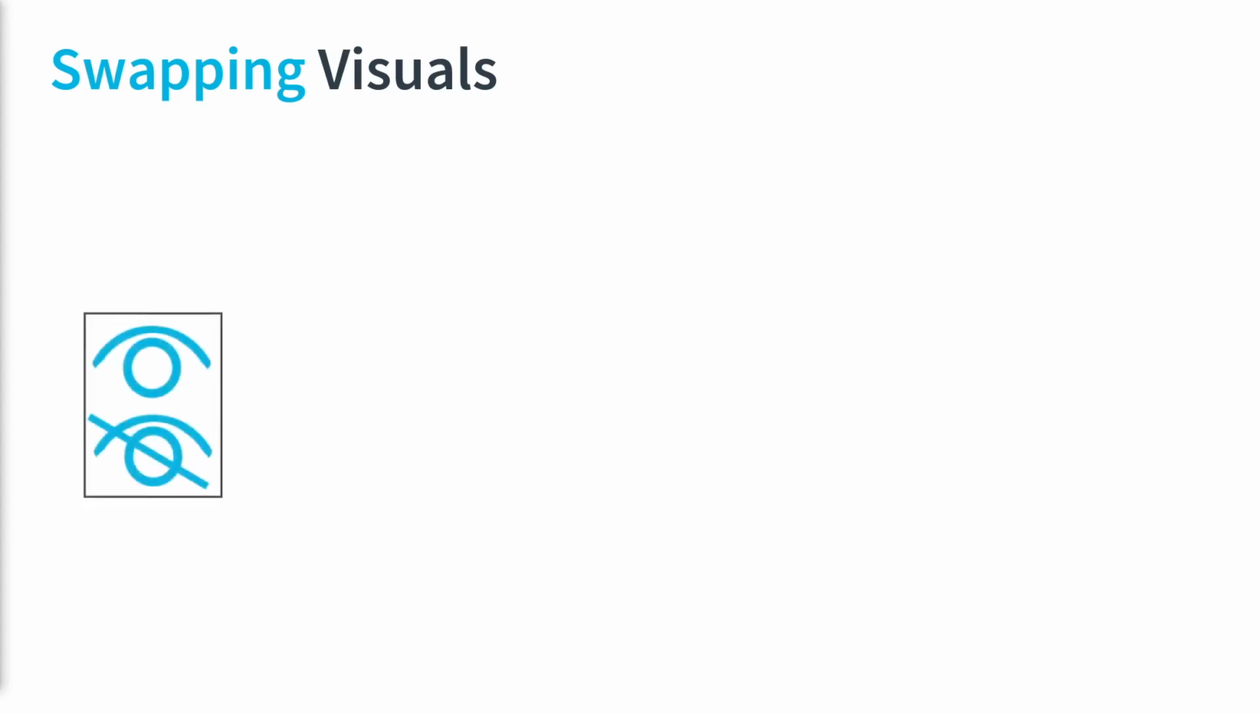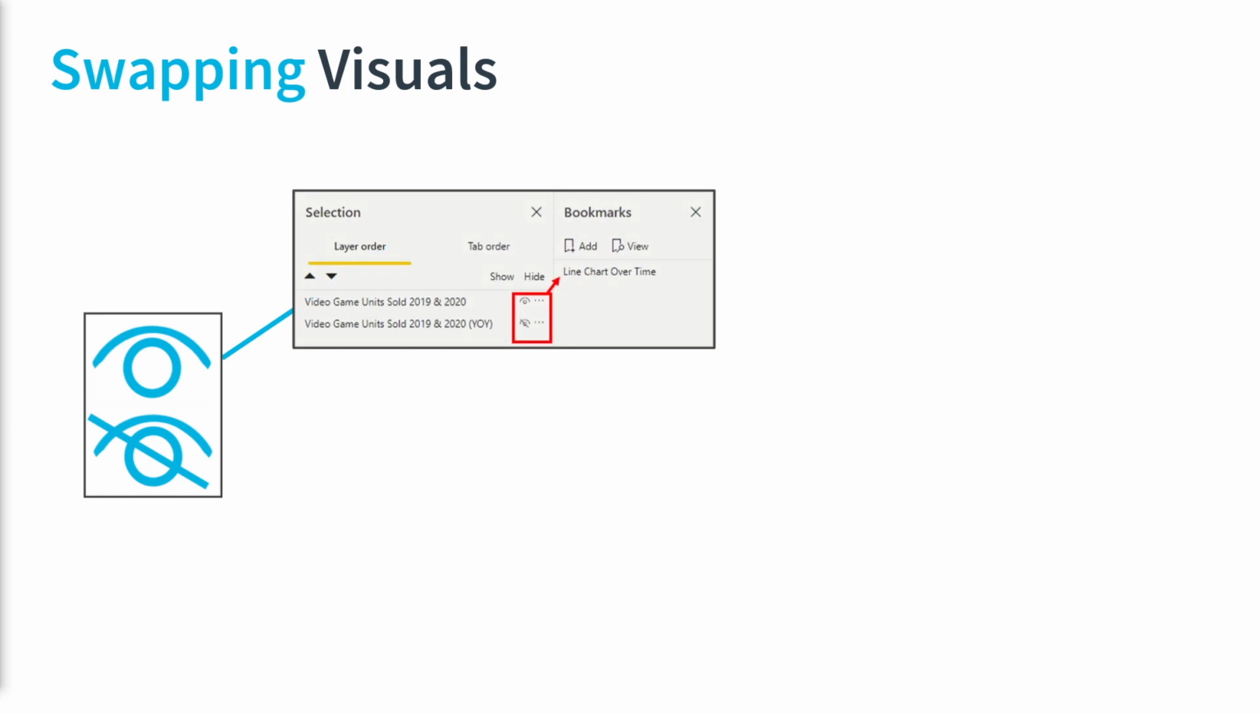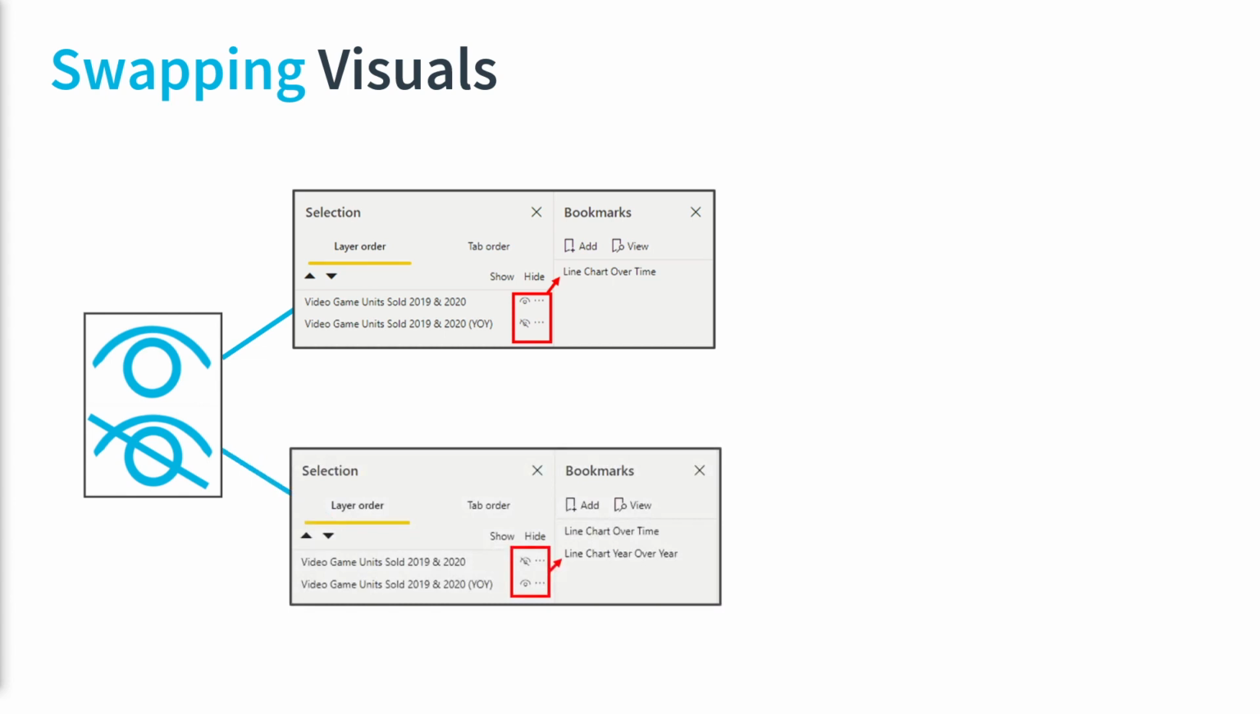Now that our two line charts are layered, the eye icon in the selection pane is going to help us swap the visuals. First, we're going to create a bookmark that will show the over time version of the line chart and hide the year-over-year line chart. Notice in the image which chart is revealed and which is hidden, referencing the eye icon in the selection pane. After that, we're going to create a second bookmark and change which version of the line chart is visible. Notice the eye icons in the selection pane and that they're reversed.